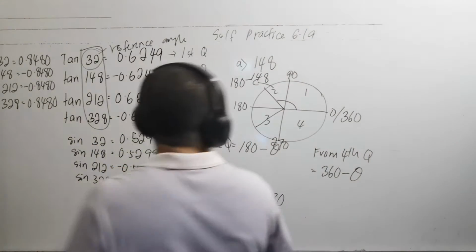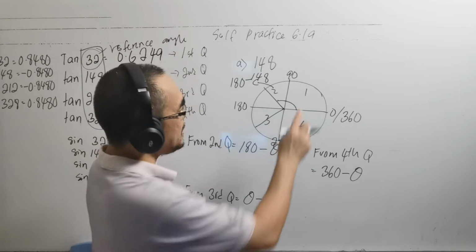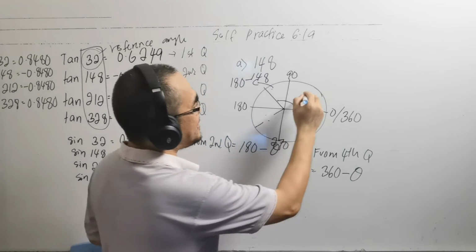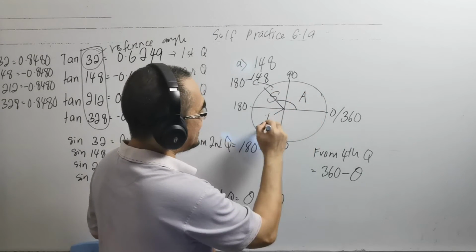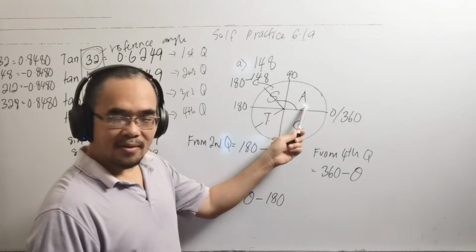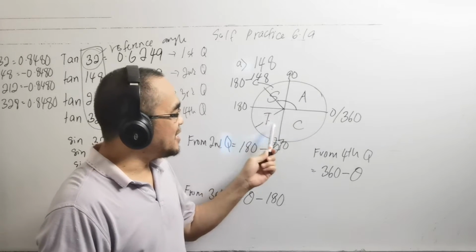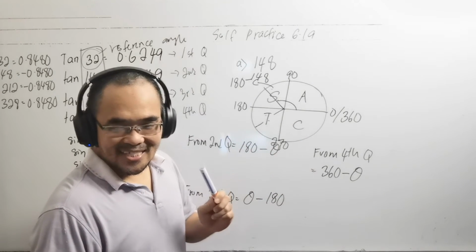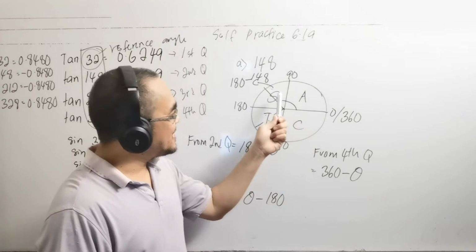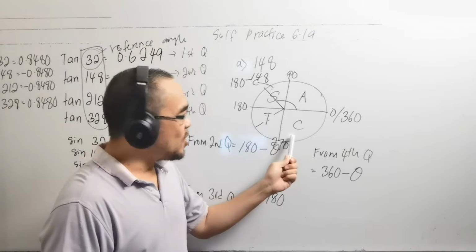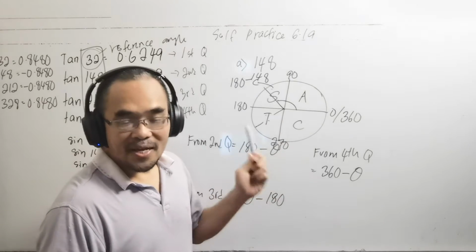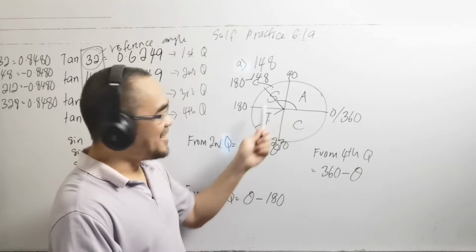Okay, so what you have to remember here is what maybe your teacher mentioned, ASTC. ASTC stands for all, science teacher crazy. Is it? No, right? Okay, alright. So all, sine, tangent, and cosine. But if you want to remember, all science teacher crazy.